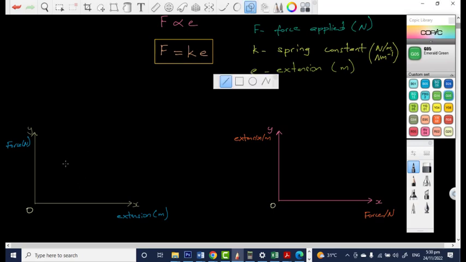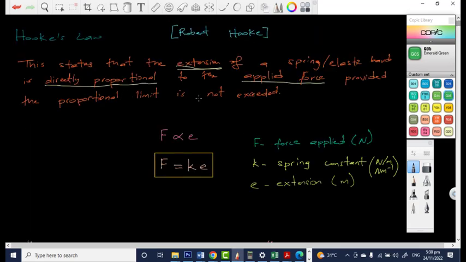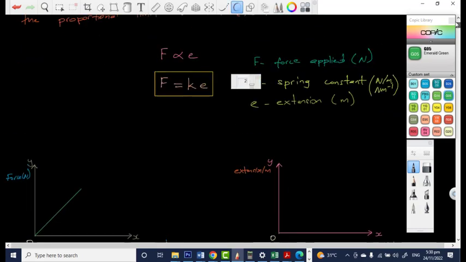So we're going to start at the origin right here, and we're going to go diagonally, up to about there. But again, as we said, we can reach a point where Hooke's law is no longer obeyed. Hooke's law is obeyed when the extension is directly proportional to the applied force. So beyond a certain point, which we call the proportional limit, Hooke's law will no longer be obeyed, and our graph will look something like this.